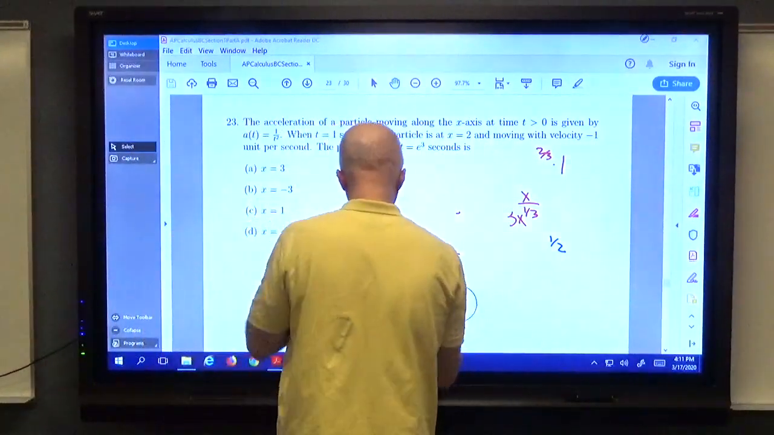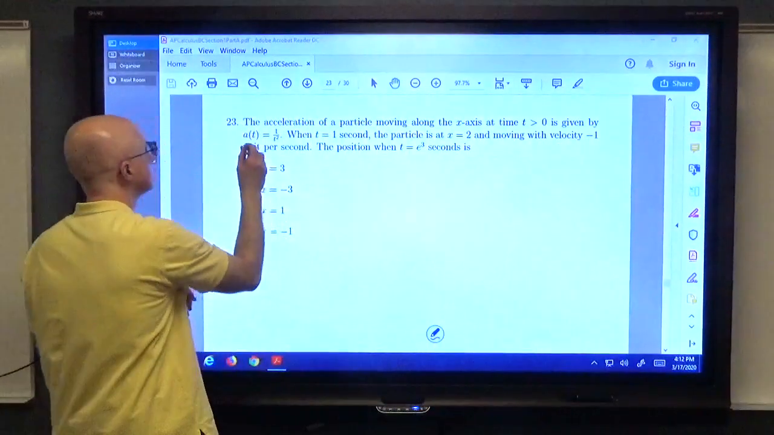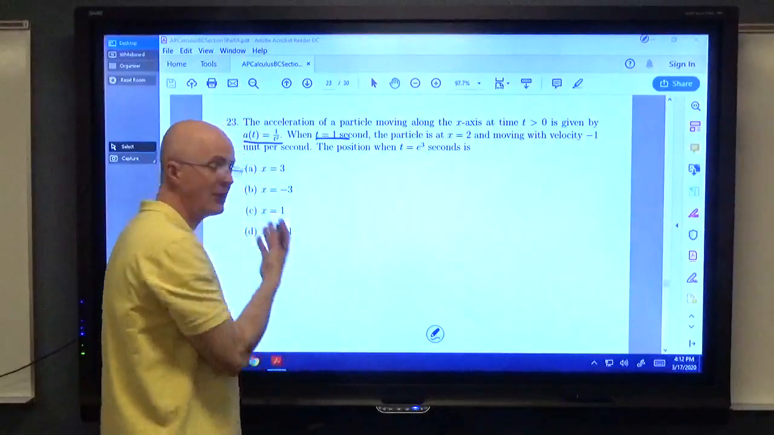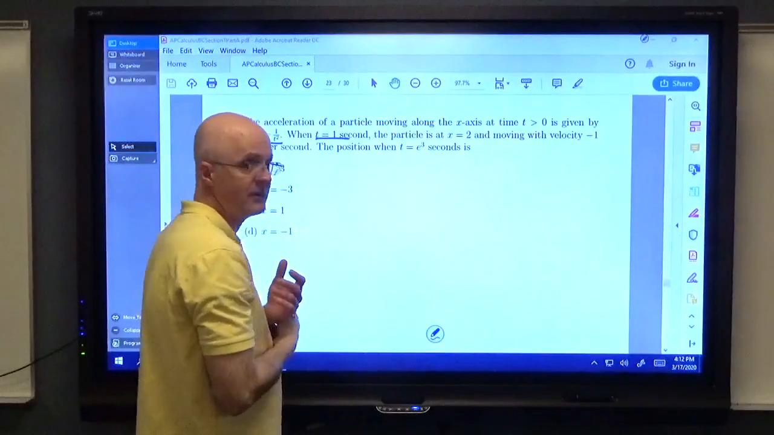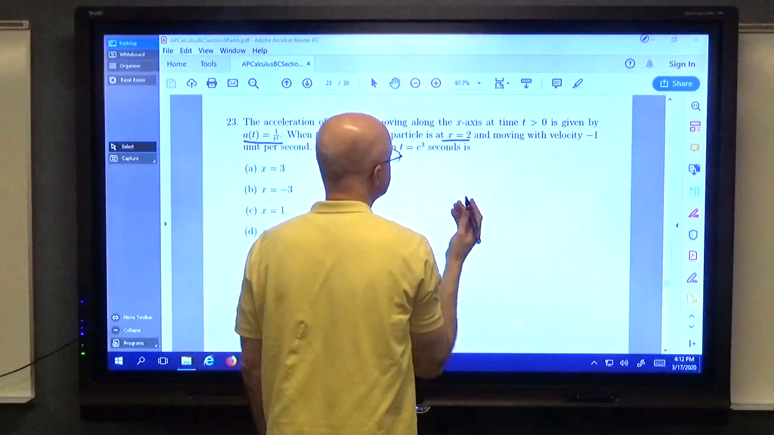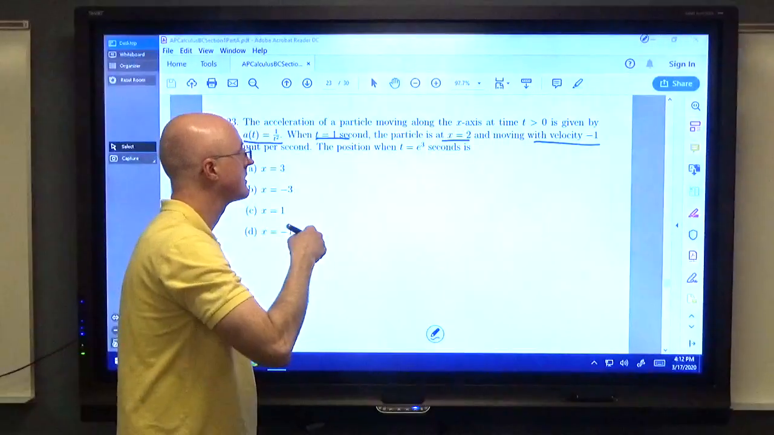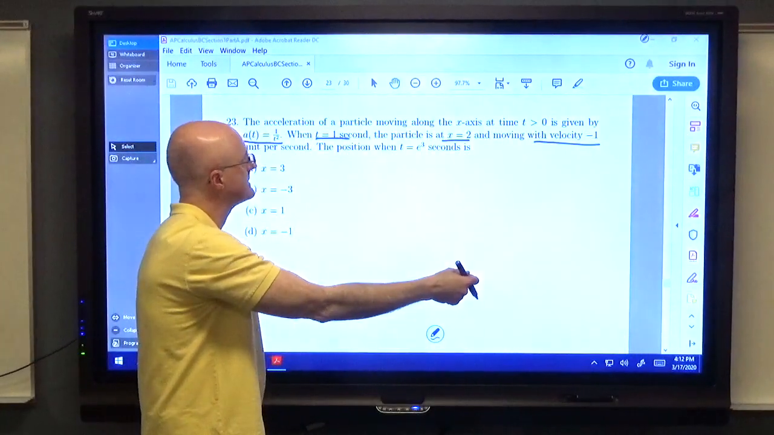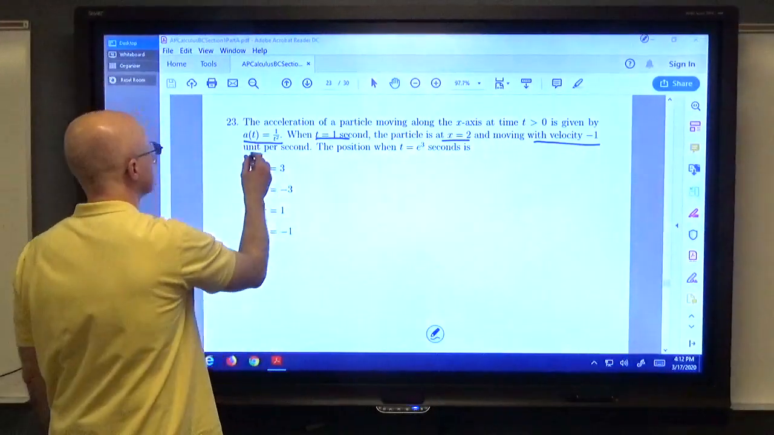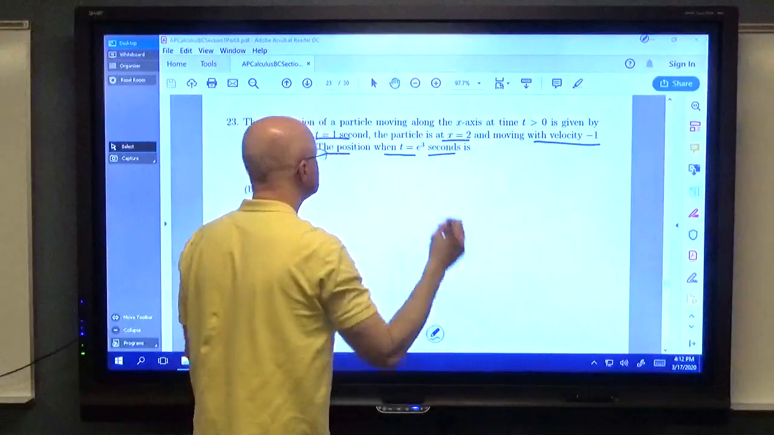The acceleration of a particle moving along the x-axis at an arbitrary positive time is given by this function there. When t is 1 second, do notice t can't be 0 seconds here. Kind of a weird example, but go with it. The particle is at location x equals 2, that's its position, and moving with a negative velocity. So if you imagine motion along an x-axis back and forth, it's at x equals 2 at this moment in time, and it's moving to the left because the velocity is negative, 1 unit of distance per second. What's its position when t equals e cubed seconds?